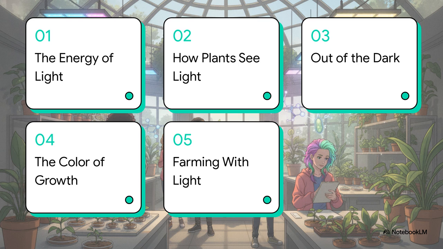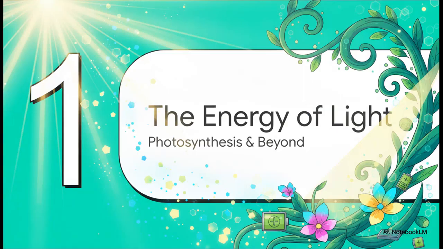Well, here is our path for today. We're going to start with the raw energy of light. Then, uncover how plants actually see that light. From there, we'll look at how they emerge out of the dark soil, how the specific color of light completely changes their growth, and finally, how we are using all of this to farm with light in modern agriculture. Okay, let's start right at the foundation, the raw energy of light, and how it drives photosynthesis and beyond.